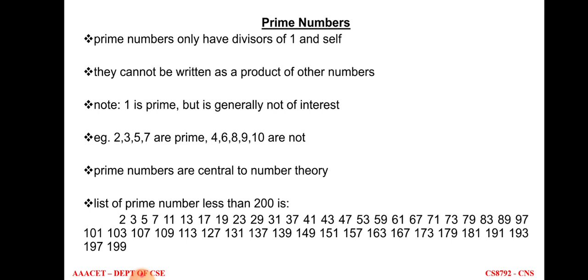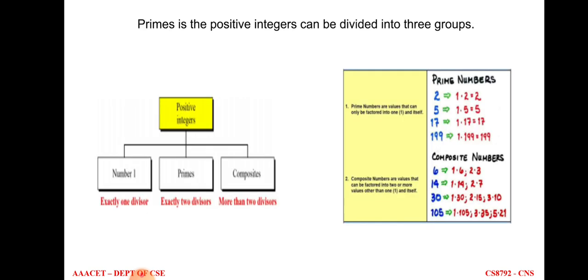Let us take the prime numbers less than 200, starting from 2, 3, 5, 7. So prime numbers only have the divisors of 1 and the number itself. Usually a positive integer can be divided into three categories: one is the number 1, second is prime numbers, and third is composite numbers. Number 1 you all know, prime numbers have exactly 2 divisors, and a composite number has more than 2 divisors.